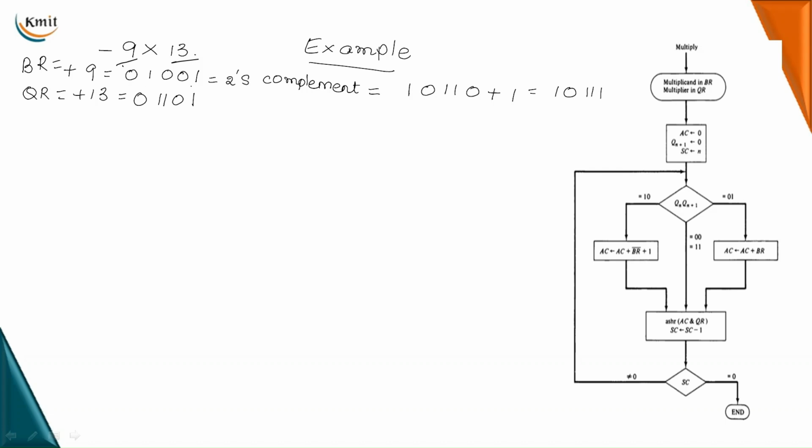this is the binary representation of 9. Now you have to convert it into 2's complement form. For converting it into 2's complement form, I first have to convert it into 1's complement and add 1 to it.